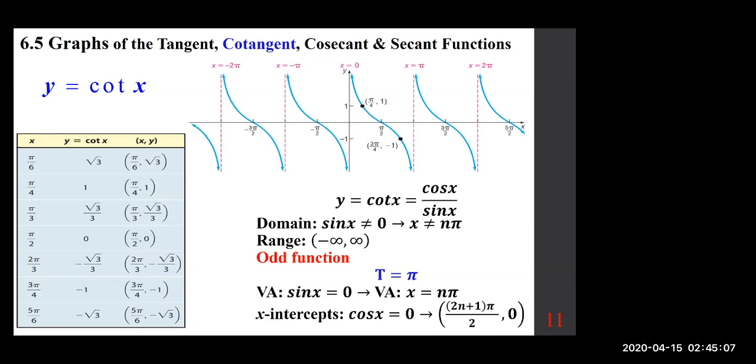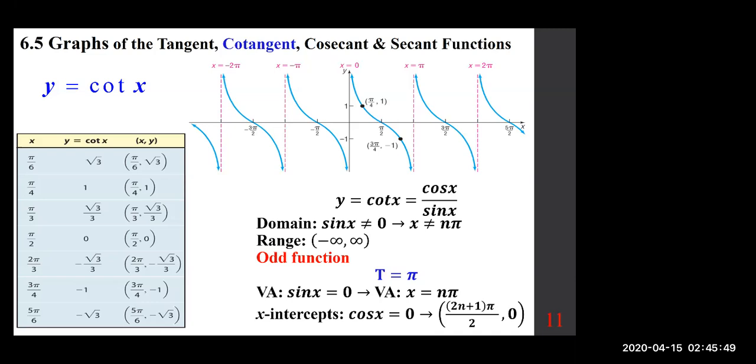What is the domain? The denominator can't be 0. So sine x can't be 0, x can't be n pi. Range, all real numbers. It is also an odd function. What is the period? Just as tangent, it is pi. What about the vertical asymptotes? Whatever makes sine 0, whatever makes the denominator 0, and that would be x can't be n pi. What about the intercepts? A fractional expression is 0 if the top is 0. When cosine is 0, you get (2n plus 1) times pi over 2. Remember, that means odd multiples of pi over 2, comma 0.